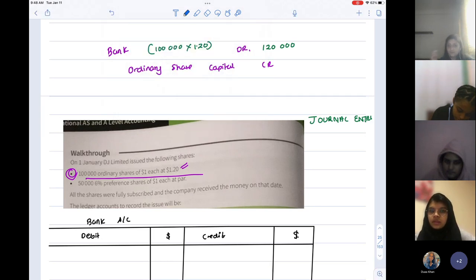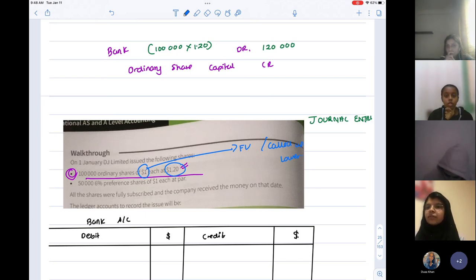How much? What is the face value of the share? One or 1.20? One. Okay. So capital will always be equal to the face value or called up value, whichever is smaller. Lower. So capital will be how much? Capital will be one.